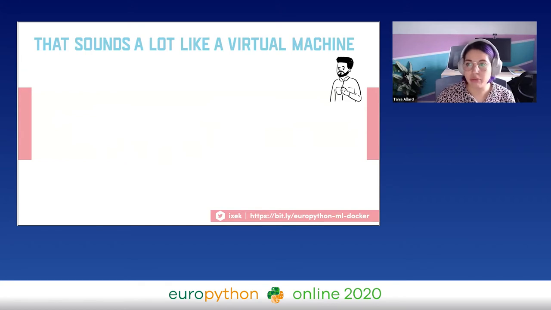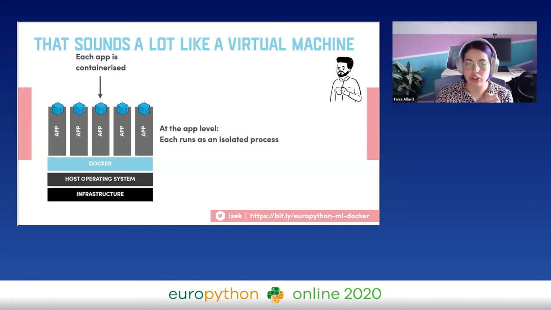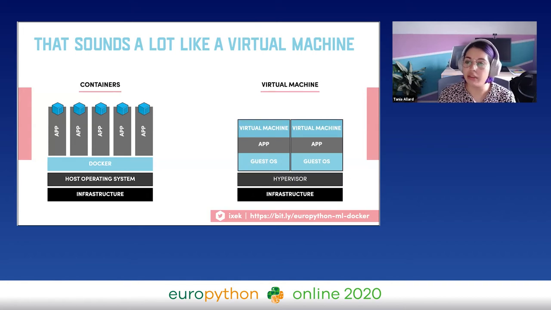So if you're familiar with virtual machines, if you've ever used virtual machines to develop on a different platform or a different operating system, this abstraction might sound a bit familiar. But the nice thing about Docker and containers is that it actually operates at the app level. So you have your infrastructure, whatever your infrastructure is, if it's cloud, if it's local, if it's an HPC, you have your host operating system, Docker sits on top of that, and you can have multiple apps containerized. So it takes very little overhead, and you can have multiple runtime environments, multiple containers running on the same infrastructure as an isolated process.